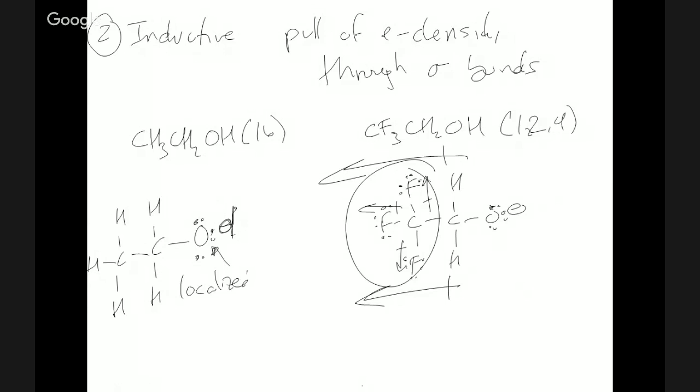Okay, so some of this minus charge is kind of being sucked out through the sigma bonds into the fluorines, so to speak. That's what we mean by a through sigma bond effect. That sigma bond is acting as a conduit of some electron density. It's just being pulled out.